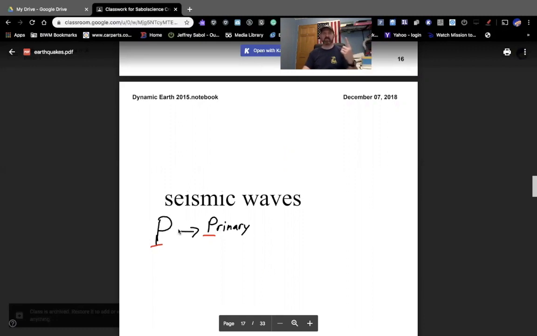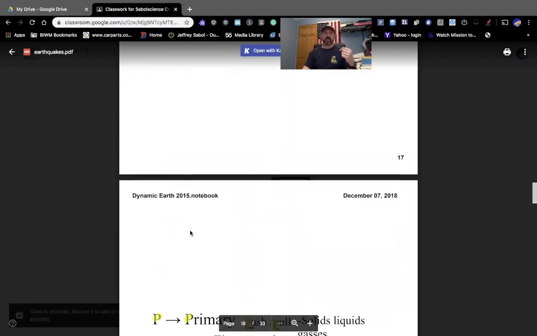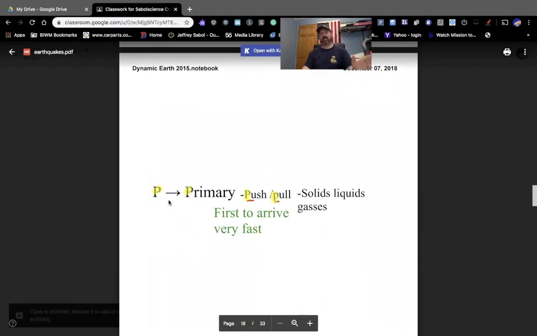P, number one, primary. Now, a primary wave has a push-pull. So it's a push-pull motion. The P wave can travel through solids, liquids, and gases. It's first to arrive. It's very fast. Don't ever underestimate the power of the P wave. Okay, nothing can stop it. It comes without warning, and it's just there.